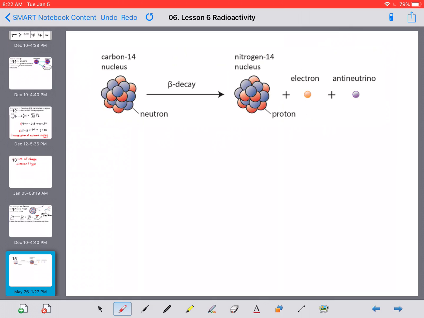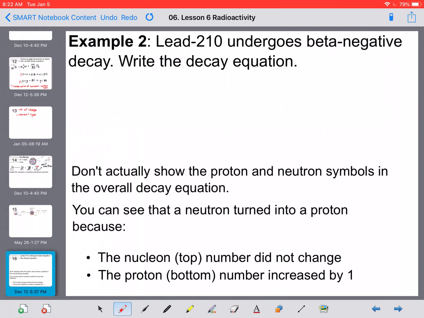So here's an example of a beta negative decay. For example, carbon-14 undergoes beta negative decay. It becomes nitrogen-14, and it will also release an electron, also known as a beta negative particle, and an antineutrino. So let's do this example. Lead-210 undergoes beta negative decay.